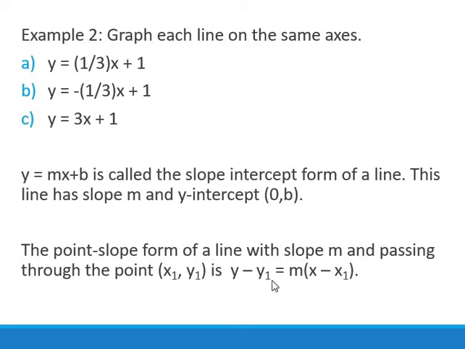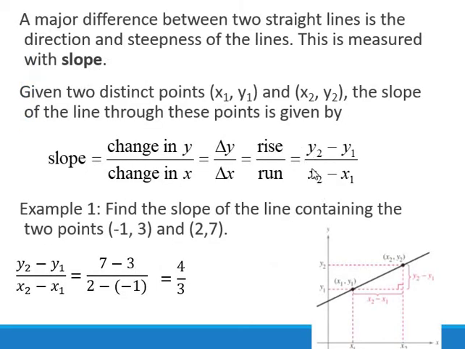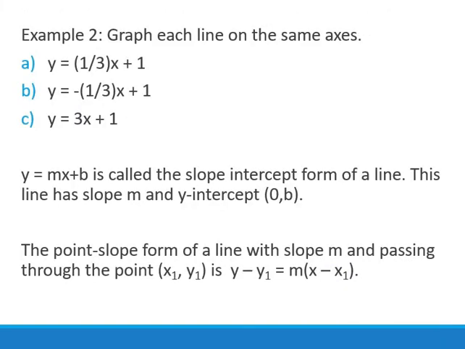If this looks kind of mysterious, it's really just the slope formula rewritten. If you look back at your slope formula, these are just labels. I can call my second point just x, y, and I'd have y minus y1 over x minus x1 equals m, my slope. Multiply both sides by the denominator, and you have the point-slope form of the line.